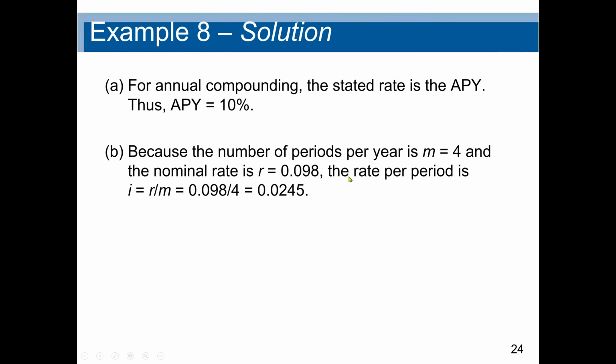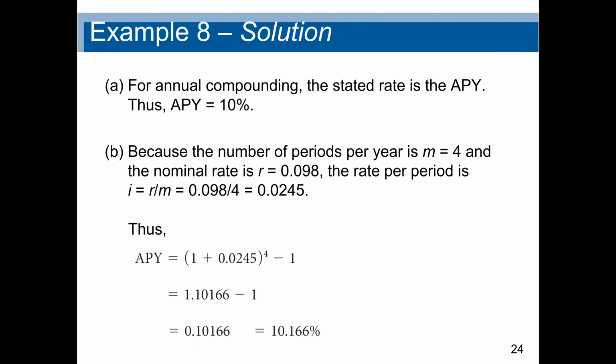Now, because the number of periods per year is M equal to 4, which is quarterly, and the nominal rate is 0.098, the rate per period is 0.098 divided by 4, which will give us 0.0245. So the APY will be 1 plus 0.0245 to the power 4 minus 1. Again, using the calculator, we get 0.10166, which is roughly 10.166% APY.